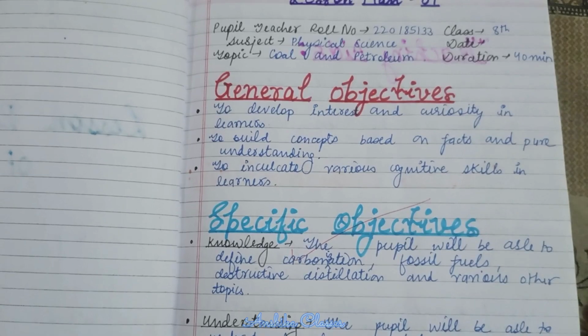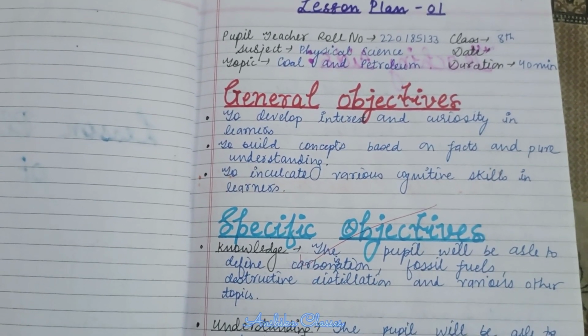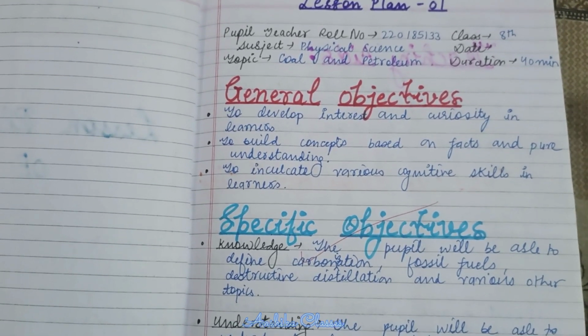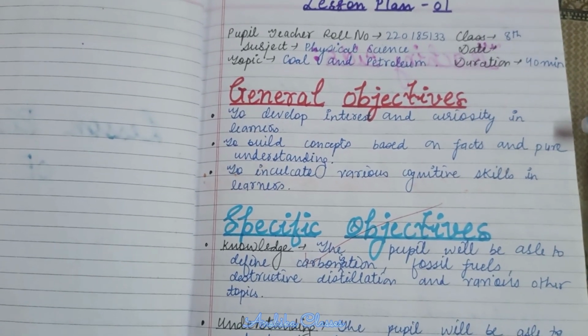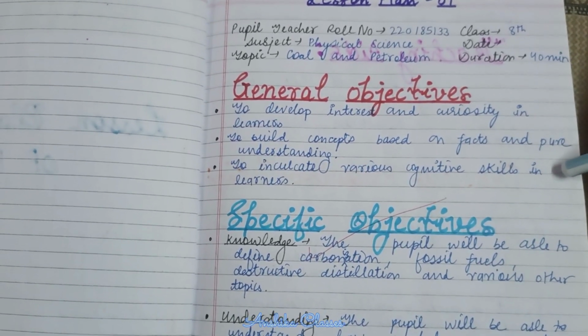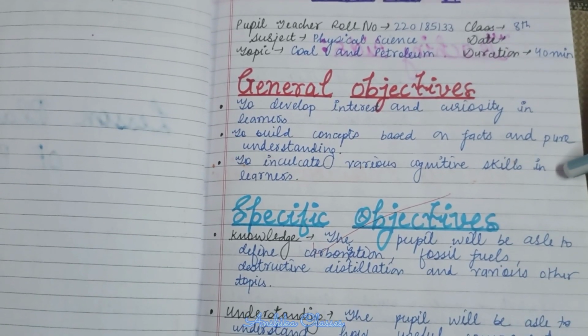तो सबसे पहले हम शुरू करते हैं हमारी preliminary details से, such as your roll number, subject, topic, class, date, duration. Then we have to specify our general objectives, which are to develop interest and curiosity in learners, to build the concepts based on facts and pure understanding, to inculcate various cognitive skills in learners.